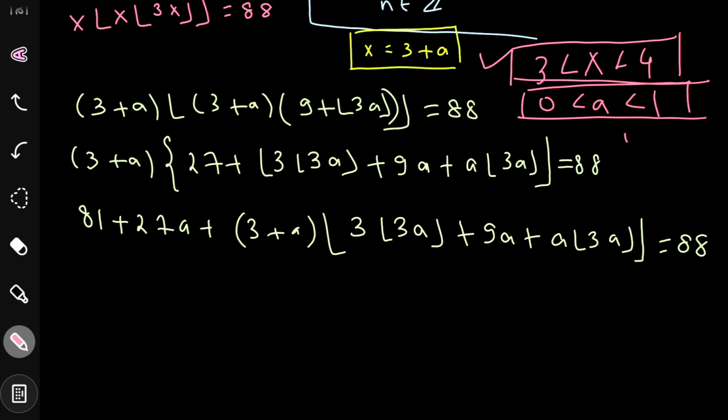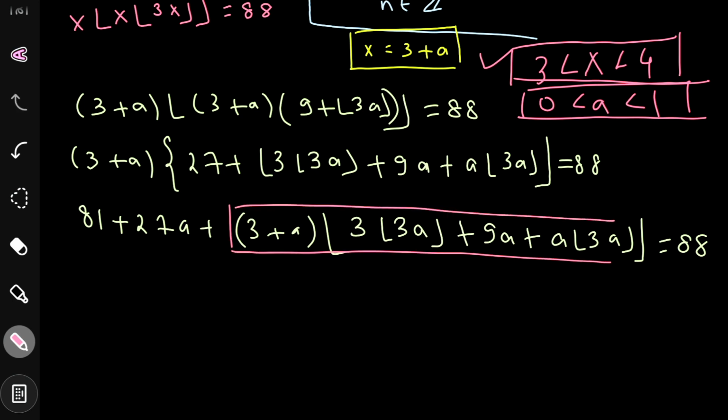Okay. Now if a is lying in this range, this means it is going to be a positive value. So in this equation, anything turning out negative is not possible. Why I am saying that is because 81 plus this thing is 88. So for some moment, if I just remove this thing, what we get is 81 plus 27 times a remaining. Now some part is still getting added. This means this value has to be smaller than 88.